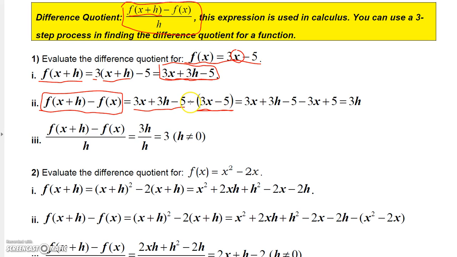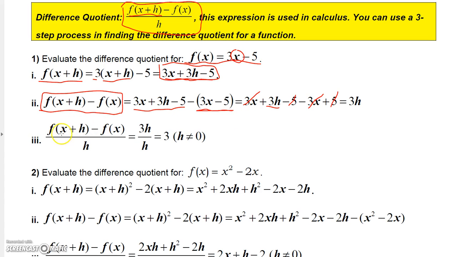Now you got to remember to distribute. So you must distribute here. So when we subtract, we're going to have minus 3x plus 5. Now what happens in these is most of the time some terms are going to cancel. So you're going to have 3x minus 3x cancels, and you're going to have minus 5 plus 5 cancel. So all you're left with is 3h.